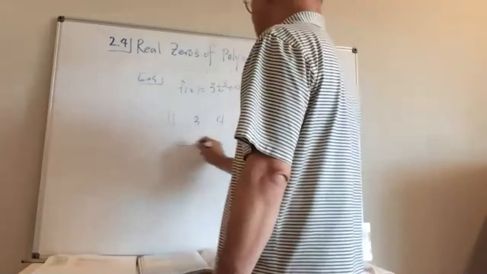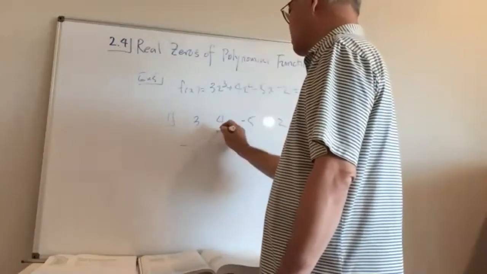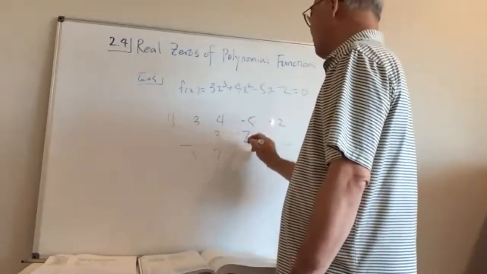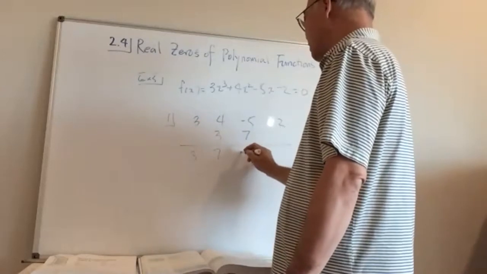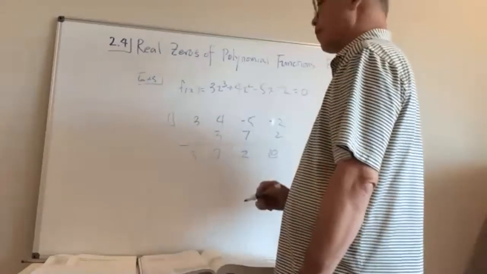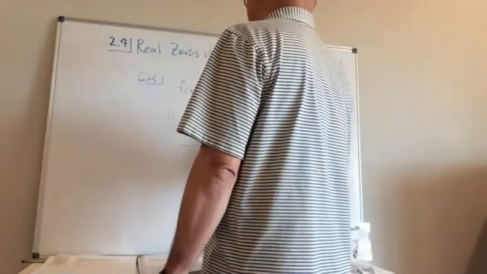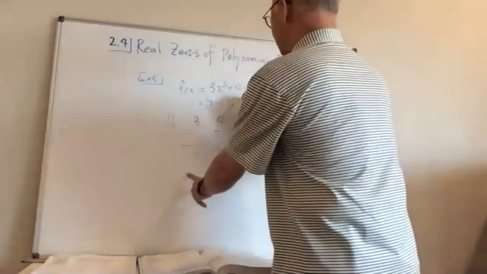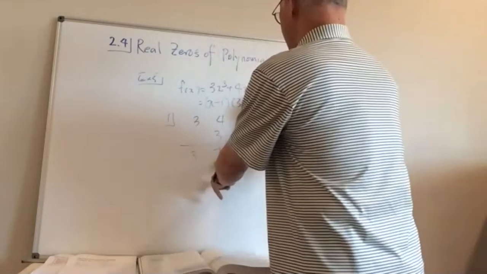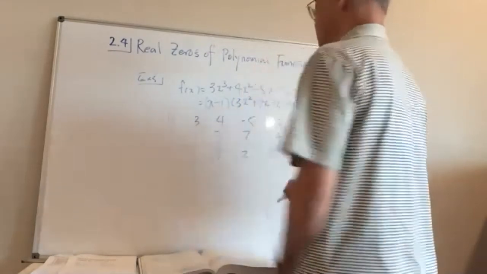and do the synthetic division. So it comes down to be 3. 1 times 3 is 3. Add together is 7. 7 times 1 is 7, add them together, I get 2. 1 times 2 is 2, add together is 0. Okay, so this is basically x minus 1. Then I have what's left over? I have the quotient, 3x squared plus 7x plus 2 is equal to 0. Okay?